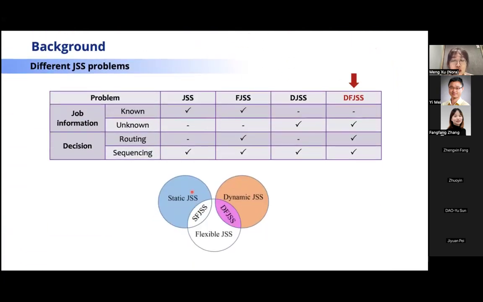And this table summarizes different types of job shop scheduling problems, while our research mainly focuses on solving dynamic flexible job shop scheduling problems, since this problem is much closer to real-world applications. And for this problem, we need to consider 2 types of decision points, which are routing and sequencing. And also, the job information is unknown in advance.